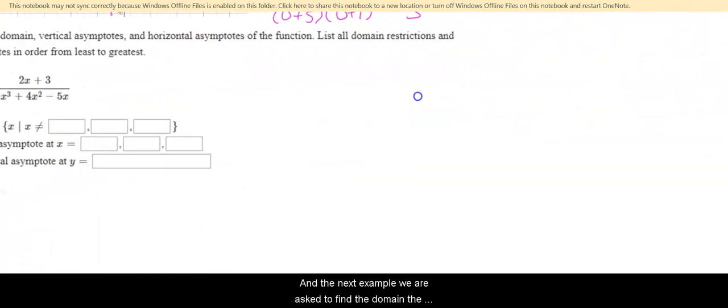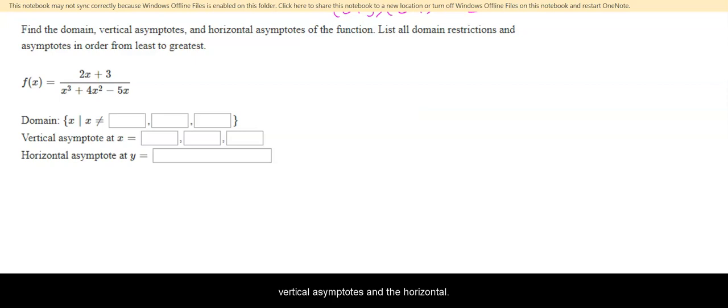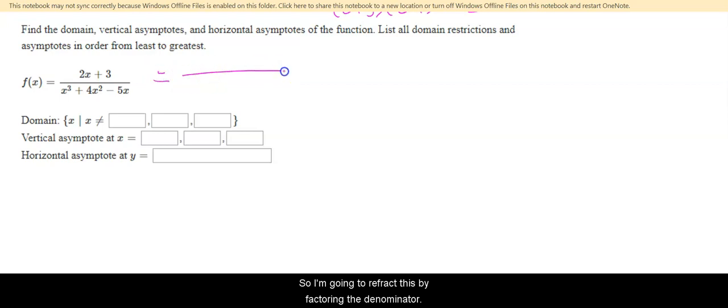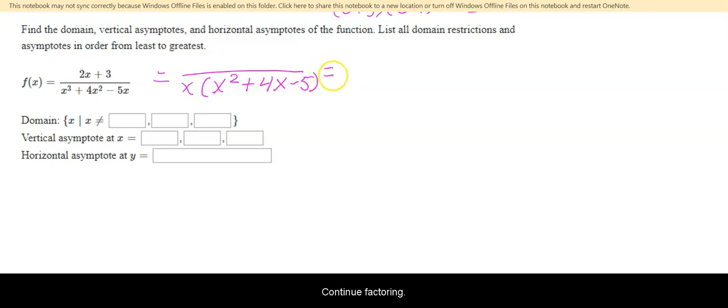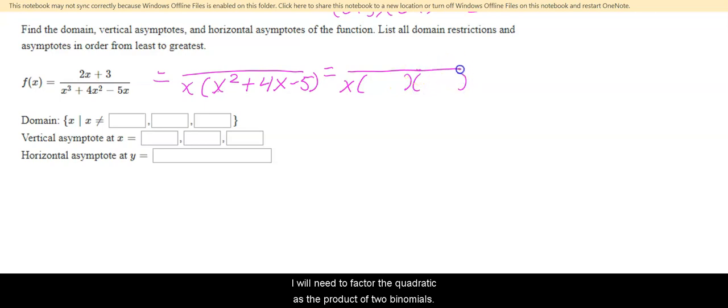In the next example, we are asked to find the domain, the vertical asymptotes, and the horizontal asymptotes. And we will list any domain restrictions. If I'm looking at this, to find the domain, I only focus again on the denominator. So I'm going to rewrite this by factoring the denominator. First, I remove the common factor of x. That leaves x squared plus 4x minus 5. To continue factoring, I will need to factor the quadratic as the product of two binomials.